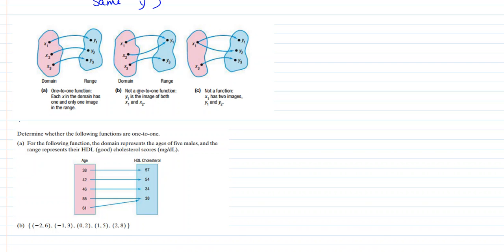This isn't one-to-one because out of this y we have two lines. They're going to two different x's. Now this is not a function because there's two lines coming out of an x. So we learned about the definition of a function that way.